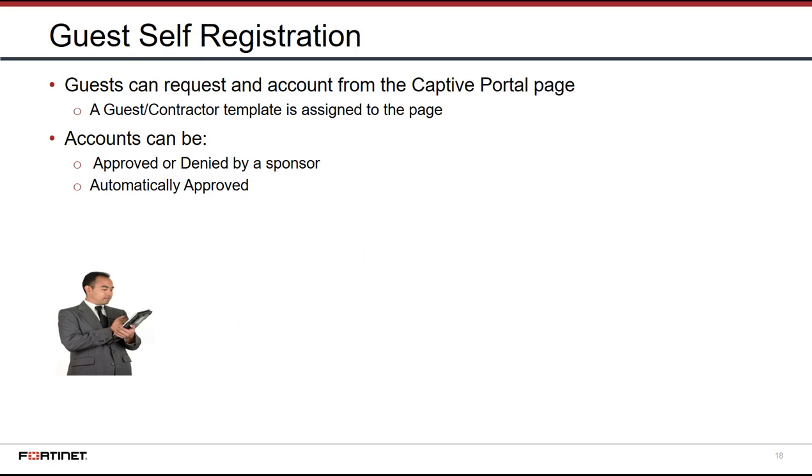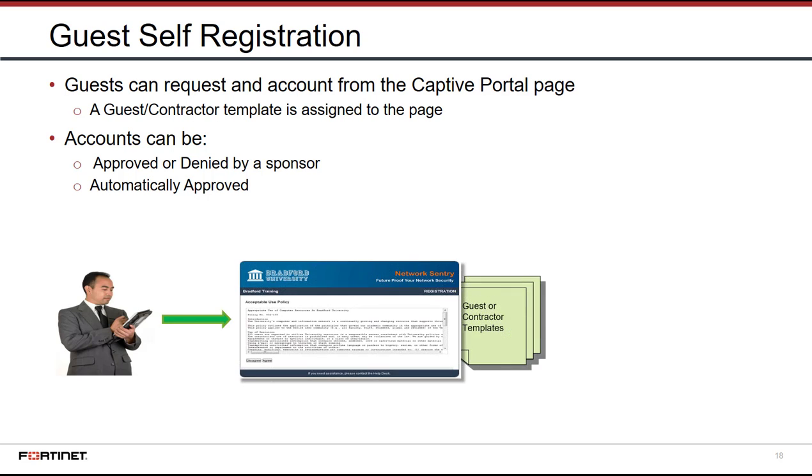Now let's take a look at the process involved with guest self-registration. This would normally be done with an open SSID, a guest SSID that anyone can connect to. As unknown hosts connect to it, they will be isolated by the FortiNAC and placed into a captive portal. Within that captive portal, you have the self-registration portal access. Here you would normally have an acceptable use policy that the guest can accept, and then we have a guest contractor template that's attached to this process.